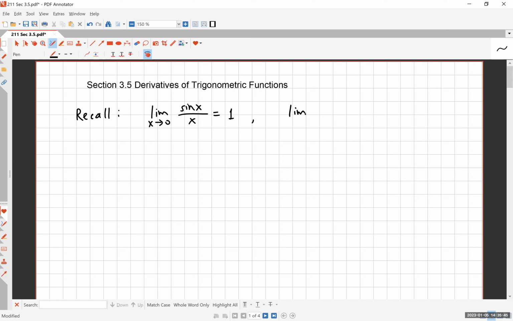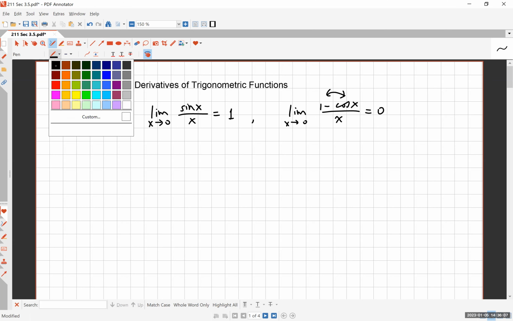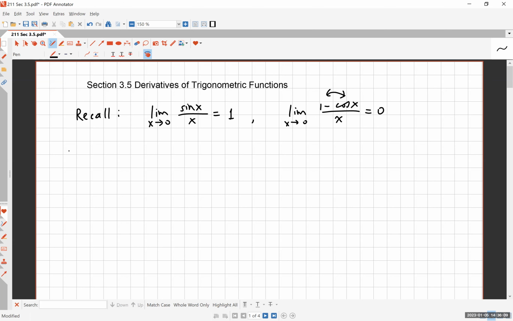We also found that when you take 1 minus cosine of x divided by x, and take the limit of this function as x approaches 0, it's going to give you 0. By the way, if you switch these, you get the negative of this limit, which is -0, which is 0. So it doesn't matter if you see 1 minus cosine x or cosine x minus 1. All right, so with that, let's get started in finding the derivative of the sine function.